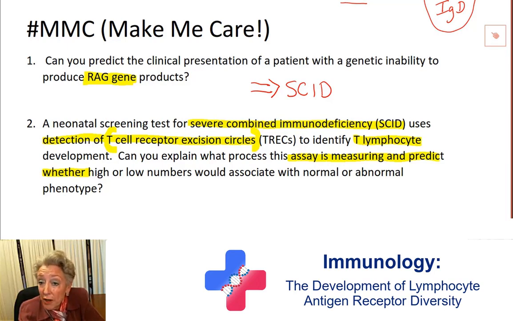And so if I were to ask you, would I want high numbers of excision circles to be detected or low numbers? The healthy individual would have a standard number that would be quite high for the number of TRECs detected in a blood sample, whereas a person with an immunodeficiency, such as a childhood SCID, would be one that would have very small numbers of these.